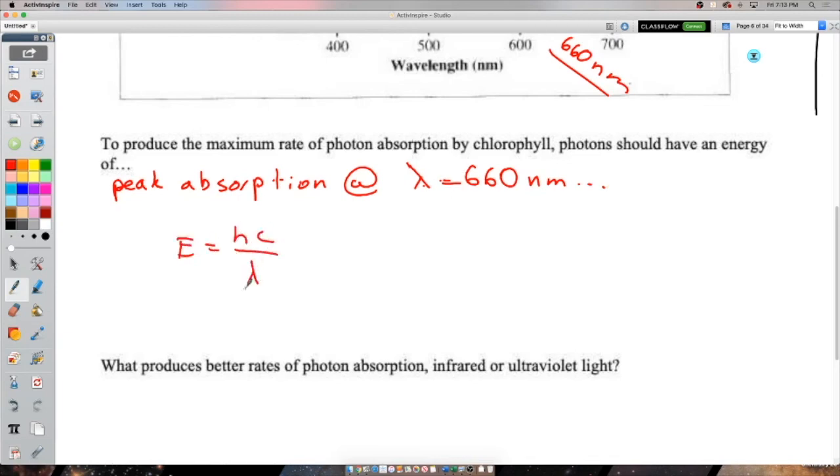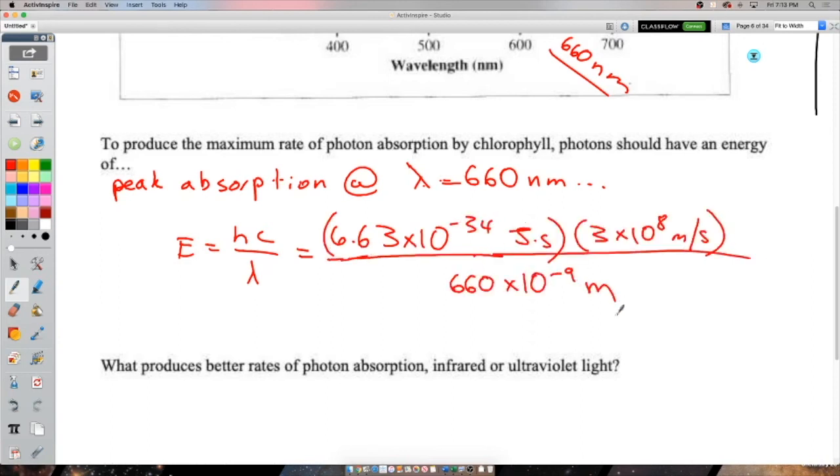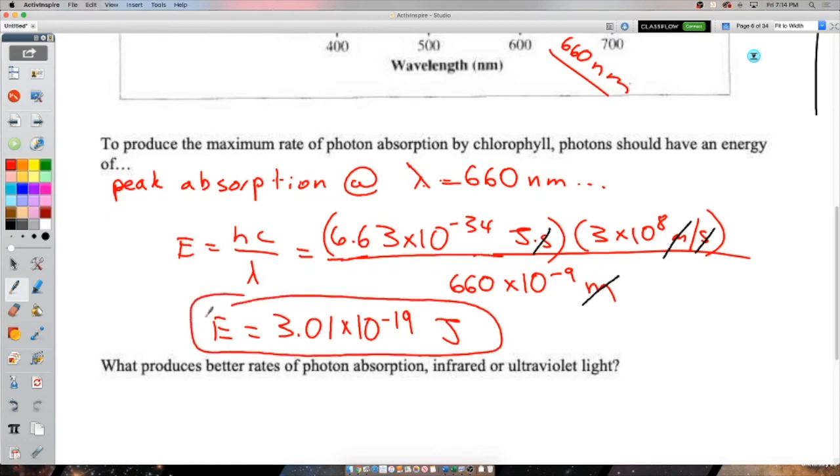Again, I'm not forgetting the n, it's just that n is 1 here because we're talking about one photon. It's saying what energy should a photon have? So just plugging in. Check the units. Meters cancel, seconds cancel. This time we're left with joules, just like we should be. I got 3.01 times 10 to the negative 19 joules, which would be a little less than 2 electron volts, right? Because 1.6 times 10 to the negative 19 is an electron volt.